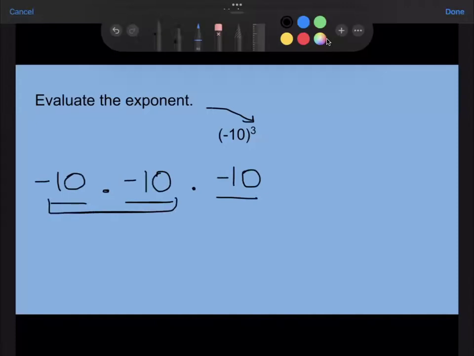Well, negative 10 times negative 10 is positive 100. Then we have to multiply it by negative 10. So that's going to equal negative 1,000. So negative 10 to the third power is the same as negative 1,000.